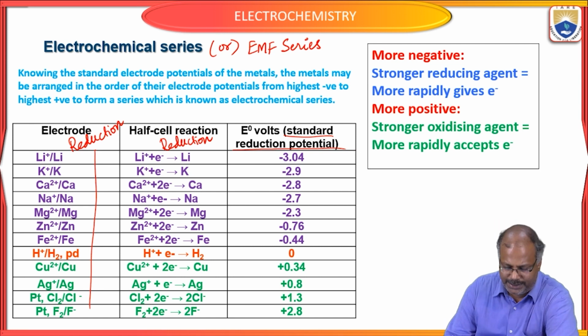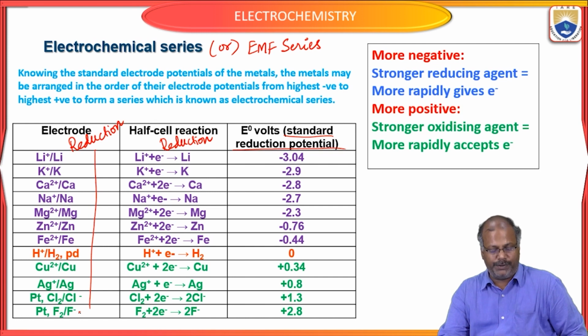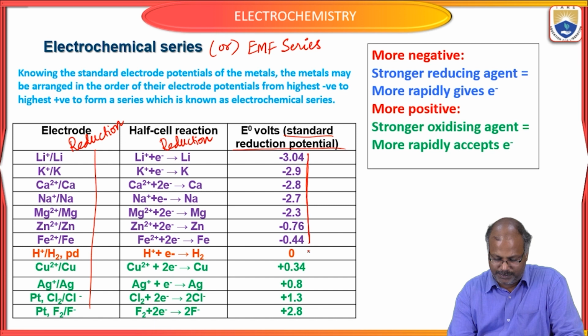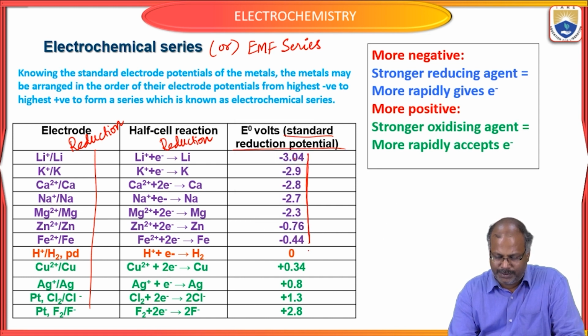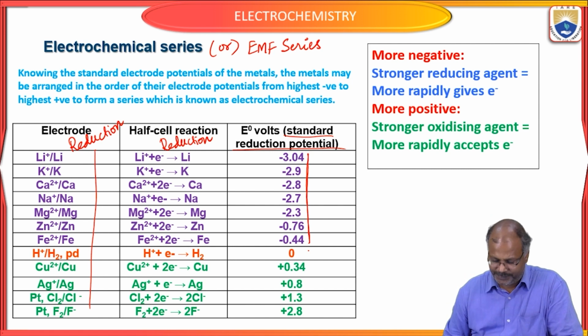So if you see the standard reduction potential from lithium to fluorine, it is arranged in increasing order: the minus values come to 0 and then the plus values increase. Minus 3.4, minus 2.9, minus 2.8, increasing, 0, and then plus 0.34, like that. So this is an example of an EMF table, the EMF series or electrochemical series.